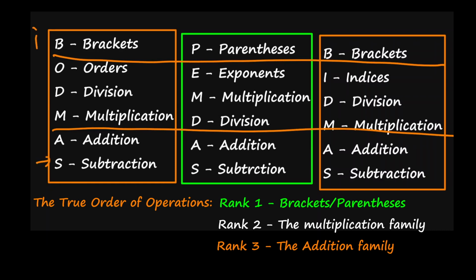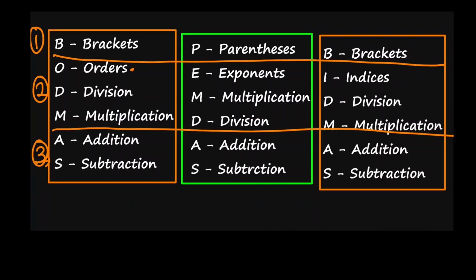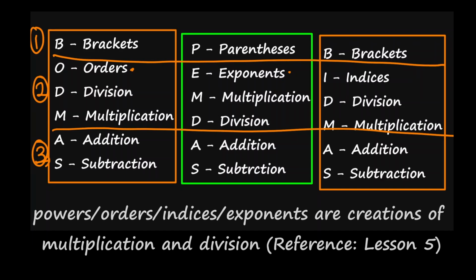So the first rank is the brackets or parentheses, the second rank is the multiplication family, and the third rank is the addition family. You may be wondering, why did I not put orders and exponents and powers as part of the multiplication family? Because they are actually part of the multiplication family.